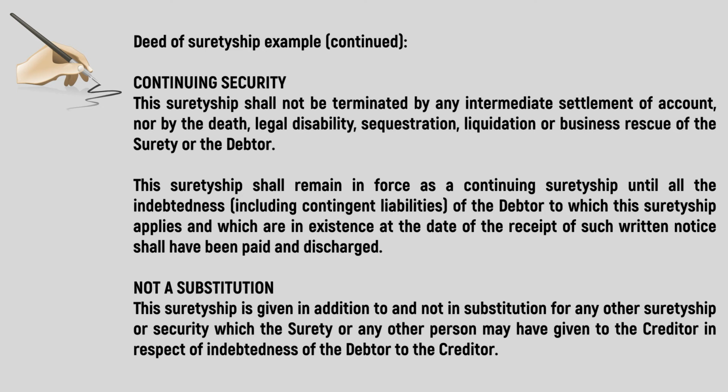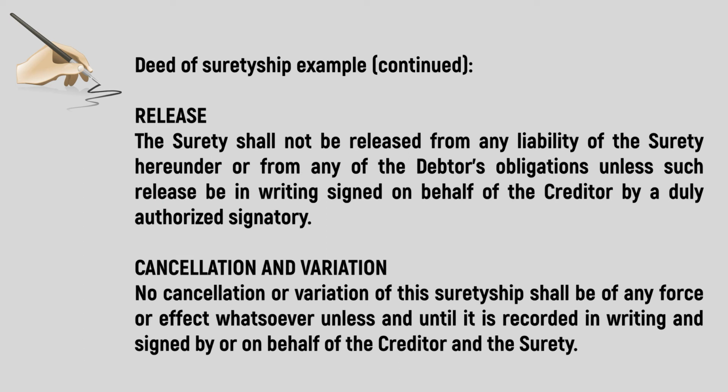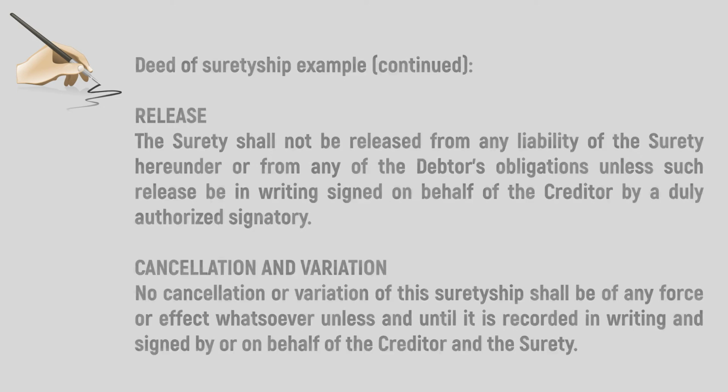Not a substitution. The suretyship is given in addition to and not in substitution for any other suretyship or security which the surety or any other person may have given to the creditor in respect of indebtedness of the debtor to the creditor. Release. The surety shall not be released from any liability of the surety hereunder, or from any of the debtor's obligations unless such release be in writing, signed on behalf of the creditor by a duly authorized signatory. Cancellation and variation. No cancellation or variation of the suretyship shall be of any force or effect whatsoever unless and until it is recorded in writing and signed by or on behalf of the creditor and the surety.